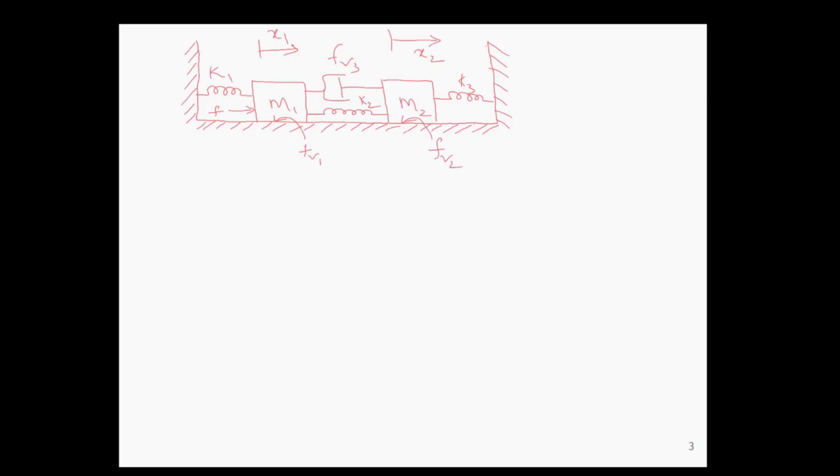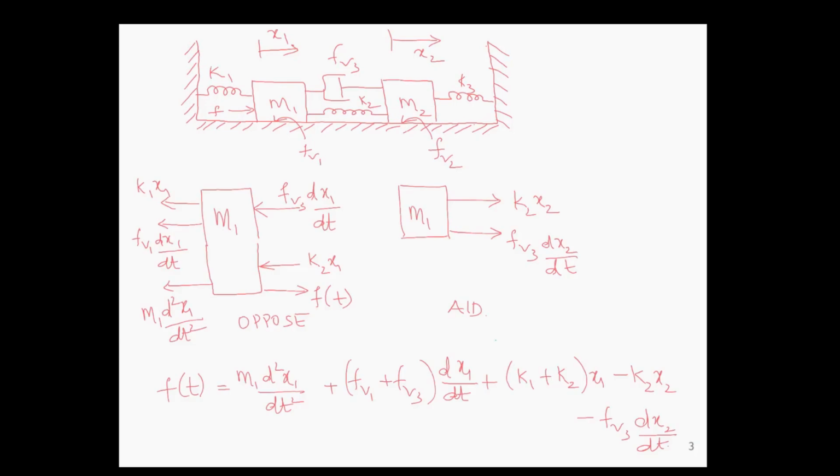So there are 2 degrees of freedom. 2 simultaneous equations of motion will be required to describe the system. So we have 2 masses, and for each mass, we will write an equation. The first step is to write the free body diagram, which shows all the forces acting on the mass. Here we will start with the free body diagram of M1.